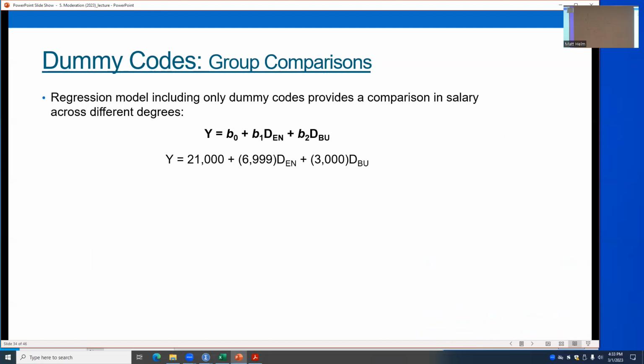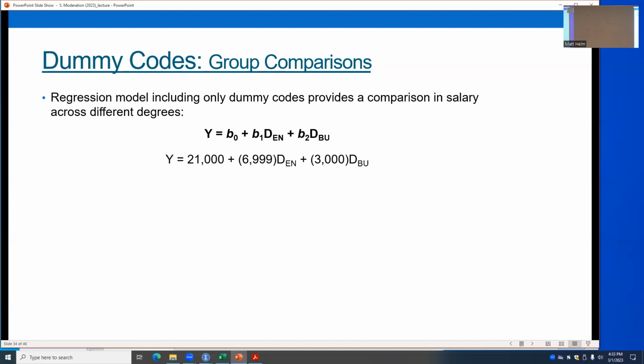So what happens if I regress starting salary only onto my dummy codes, okay? So I've got 2 dummy codes, a dummy code for engineering and a dummy code for business, right? If I run this regression model where I regress income onto my 2 dummy codes, I get an intercept, a coefficient for the engineering dummy, and a coefficient for the business dummy. Okay, this is the equation that I get.